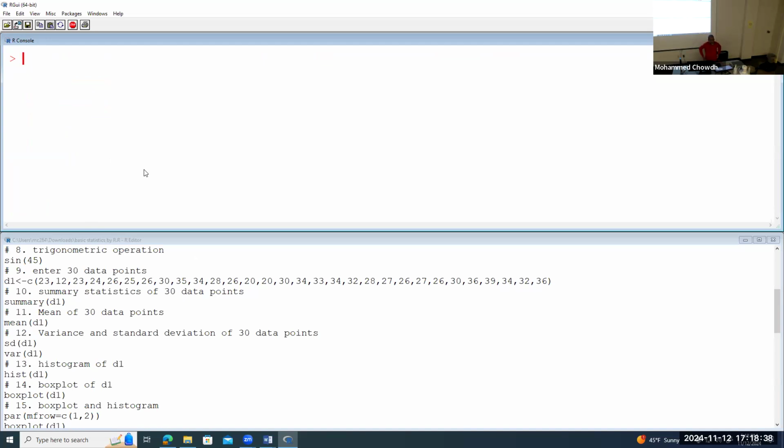Question? It is a pointer. Any type of data or any type of things you want to put, like you want them to be in a group, in that way you have to put the concatenate. Okay?